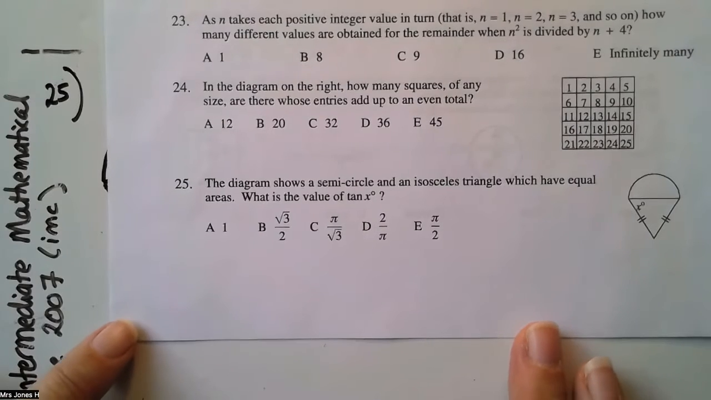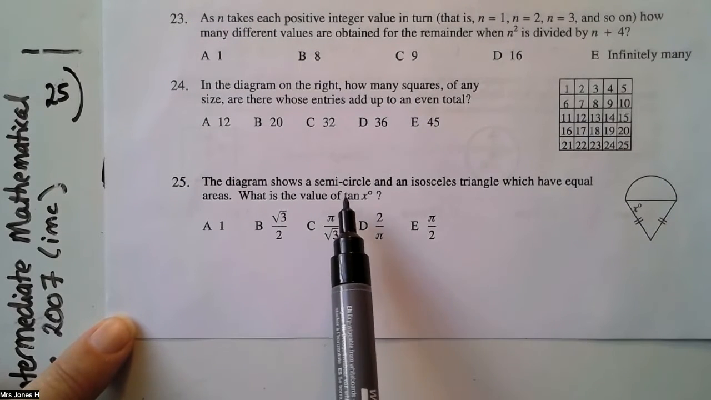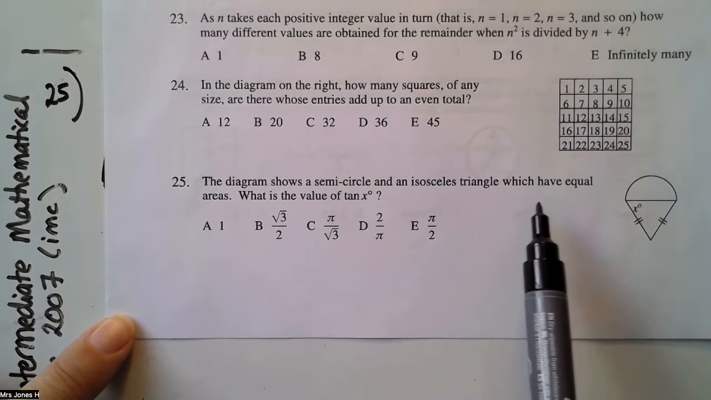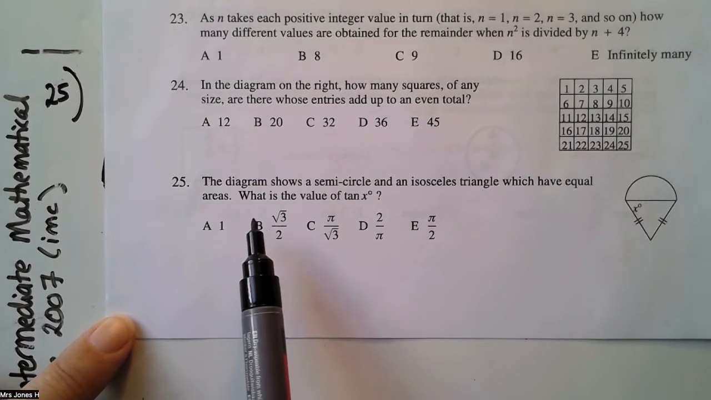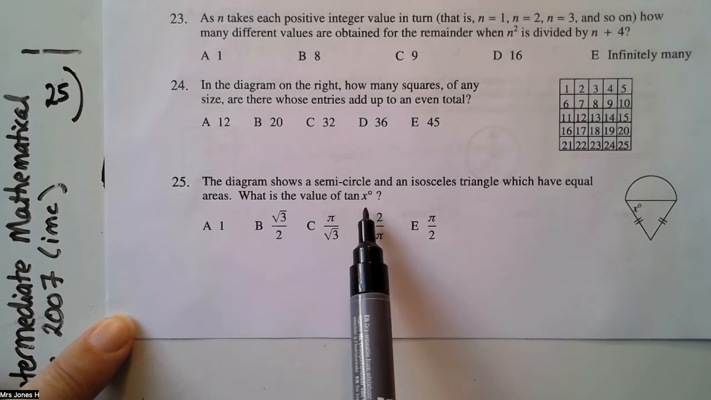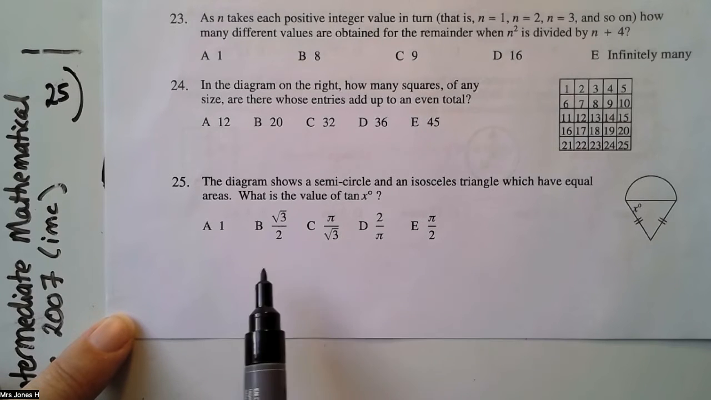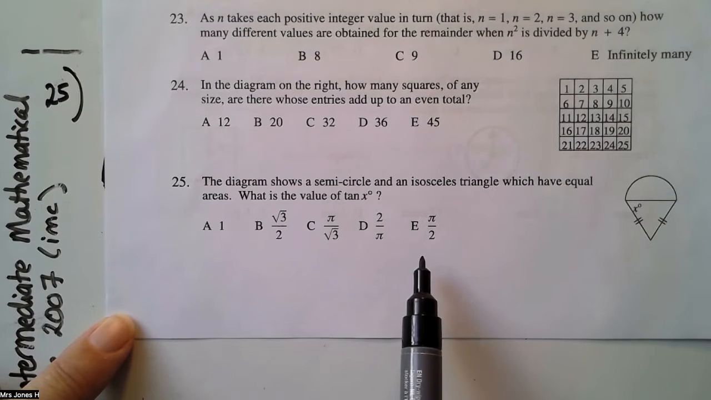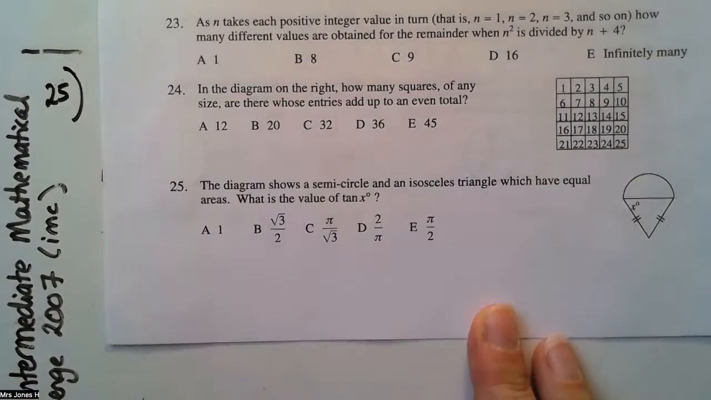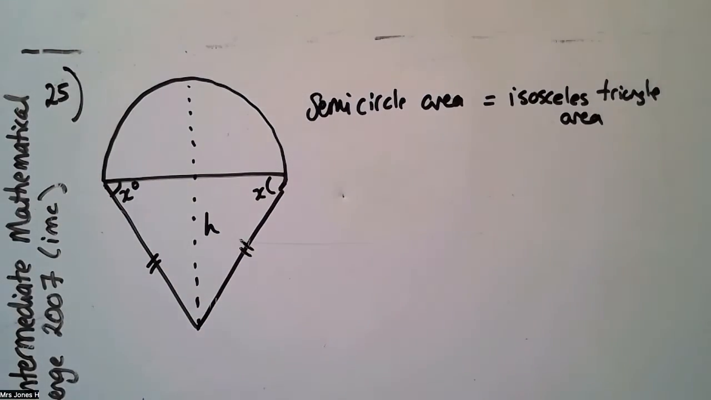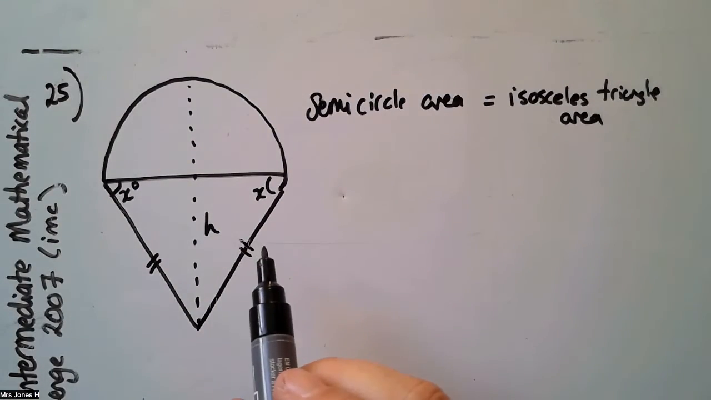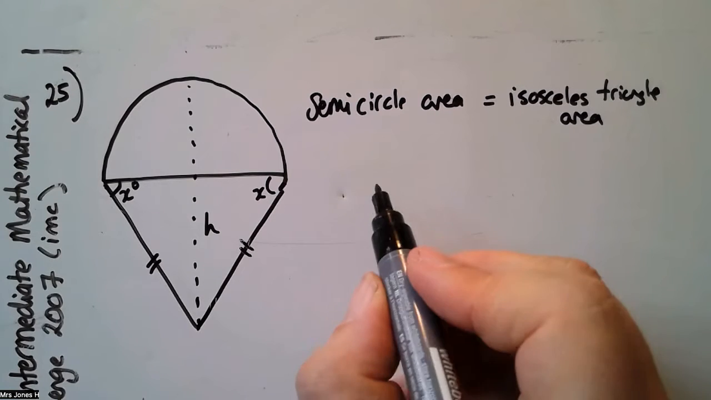Question 25. The diagram shows a semicircle and an isosceles triangle which have equal areas. What is the value of tan x? Lots of options here. If they appear to look like exact trig values, then you are right. We're looking at triangles. We can look at a right angled triangle. Let's see where we get to.